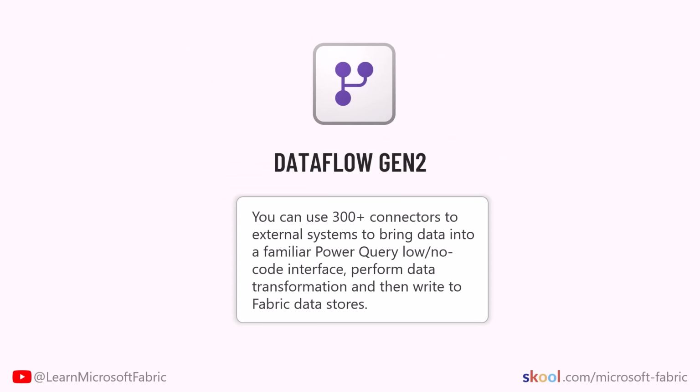So let's just dig into the Dataflow Gen 2 in more detail. So with the Dataflow, you can connect to over 300 different source systems, and these are pre-built, and you can just connect to these systems and bring the data into a familiar Power Query low or no code interface. And then from there, you can perform data transformation, if that's what you want to do, and then write it to any of the Fabric data stores.